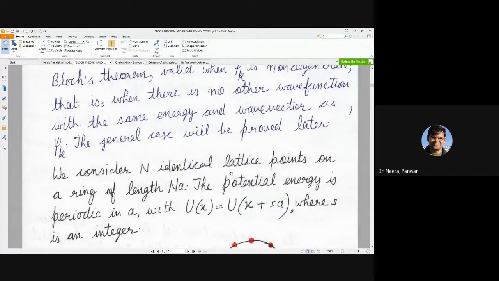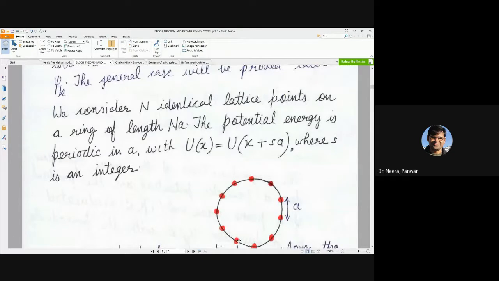For the proof of Bloch's theorem, we consider N identical lattice points on a ring of length Na. So these are N identical particles placed on a ring, and the separation between two neighboring lattice points is a. Therefore, the length of the ring is Na. The potential energy is periodic in a: whatever is the potential energy at position x, we find the same potential energy at every lattice point. Therefore, this condition would be satisfied: U(x) = U(x + a).